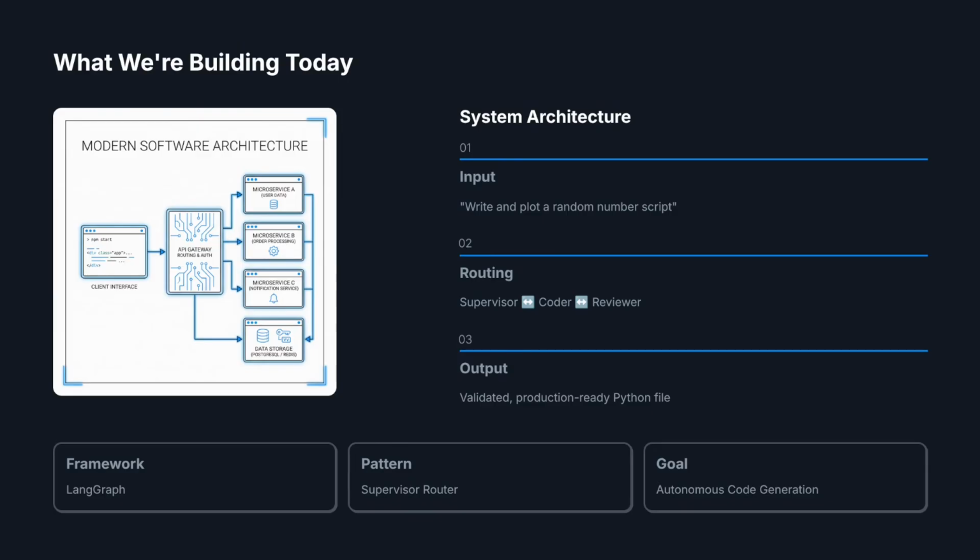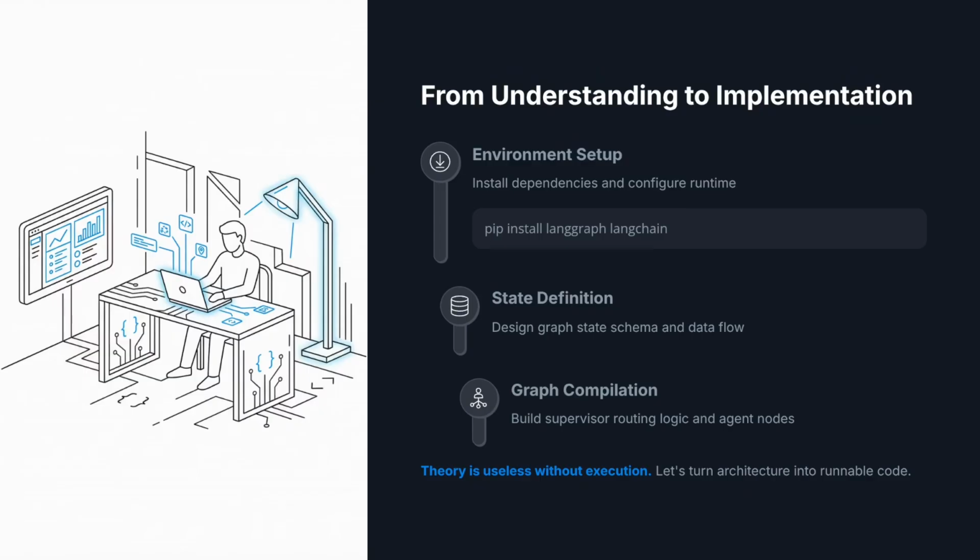This is exactly what we're building today. We aren't using a black box framework, we are using LangGraph. We will architect a supervisor router that manages a researcher and a Python coder. The supervisor will autonomously decide which agent to call until the user's request is fully satisfied. But theory is useless without execution. We need to define our state, build our nodes, and compile the graph. Let's build this system from scratch.